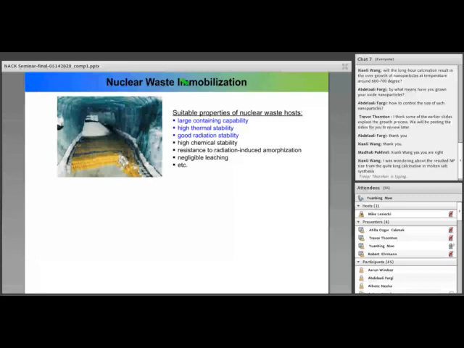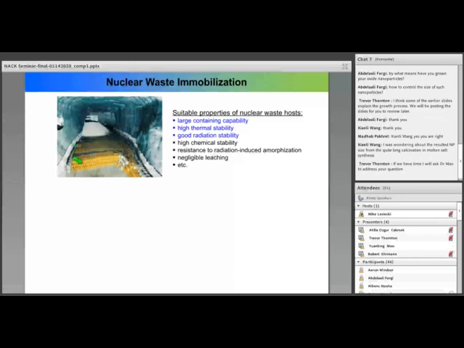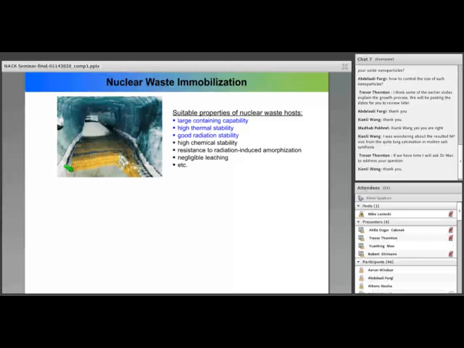The other thing related to this is nuclear waste immobilization. We know that nuclear energy is a clean energy. It doesn't cause too many problems environmentally. But at the same time, the waste is the problem, right? So how do we stabilize that?